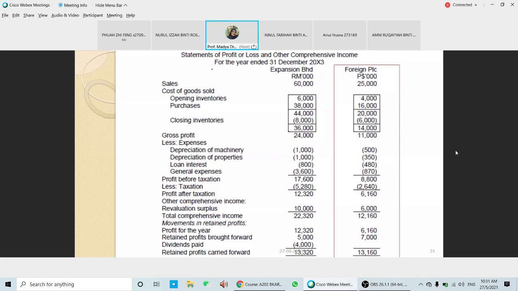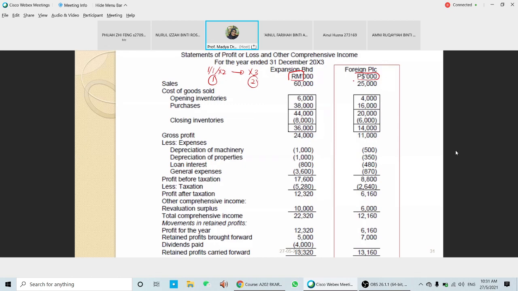You acquired this one on 1st of January X2. Now it's already X3, so the first year is done and this one is already the second year. Expansion was prepared in Malaysian ringgit, but Foreign here is prepared in peso.